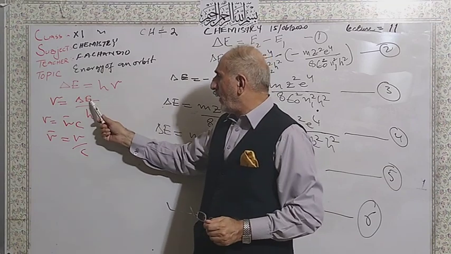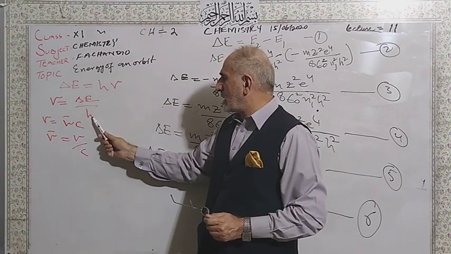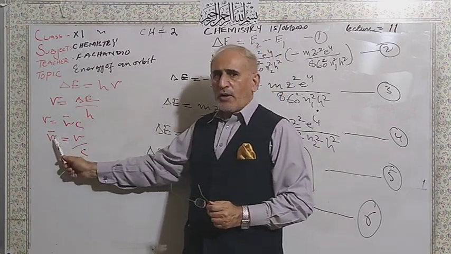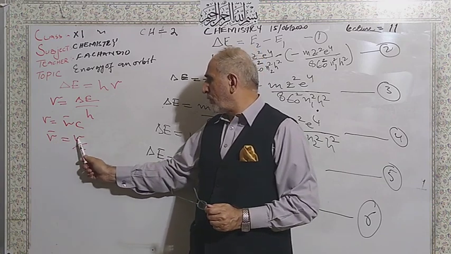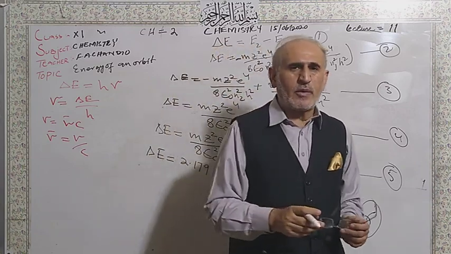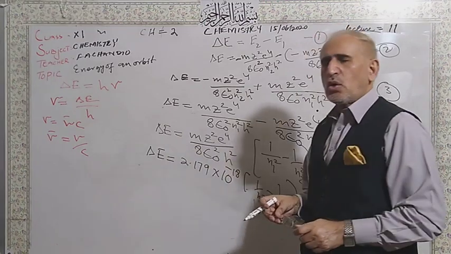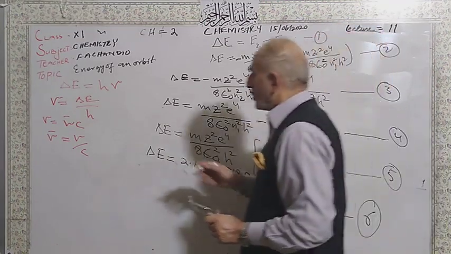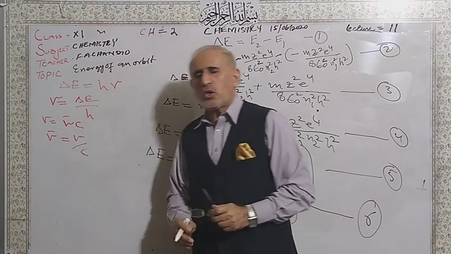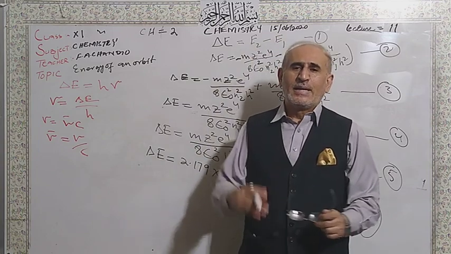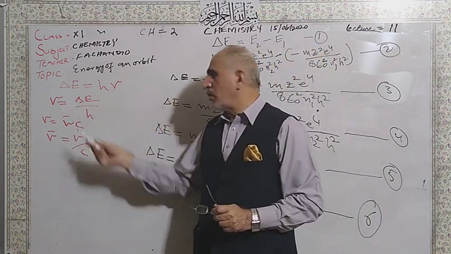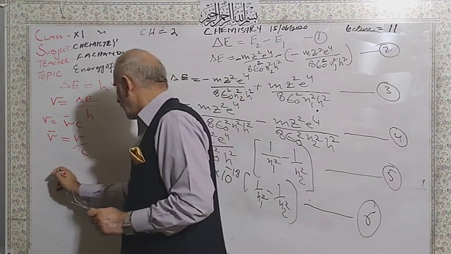So students, if I know the change in energy and h is Planck's constant, I can calculate the frequency. If I want to calculate the wave number, frequency I calculate from here. Velocity of light is a constant, 3 times 10 to the power 8 meters per second. So you will be able to calculate the wave number. Step by step: first you calculate delta E, then frequency, then the wave number and wavelength also.